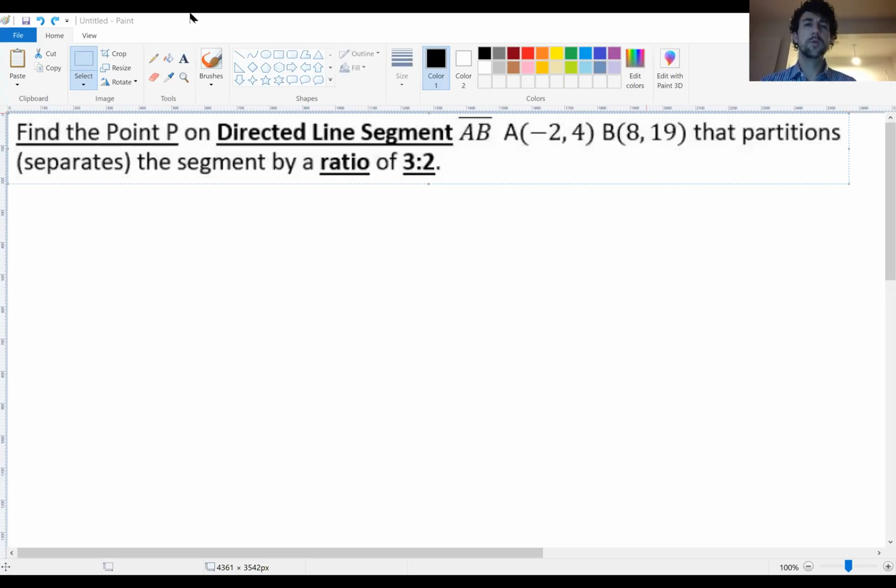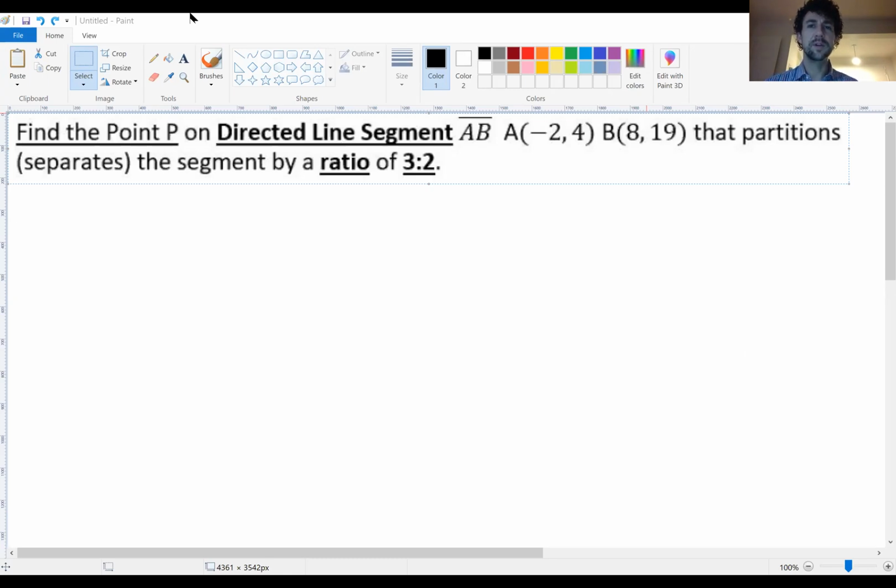In this video, we're going to look at something called partition of a directed line segment. A directed line segment is a line segment that has a beginning and an end. So the first letter in the line segment means the beginning. And partition means separate. So the question we're addressing today is how to find the point P on directed line segment AB that partitions or separates the segment by a ratio of 3 to 2.